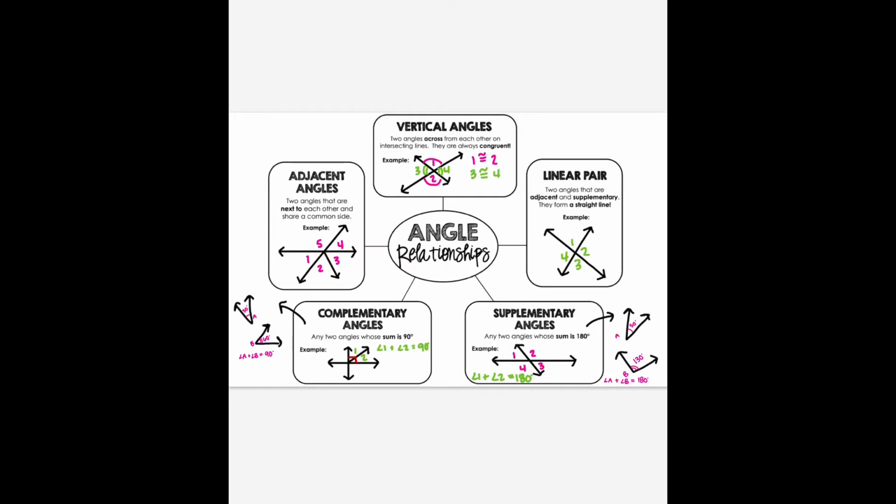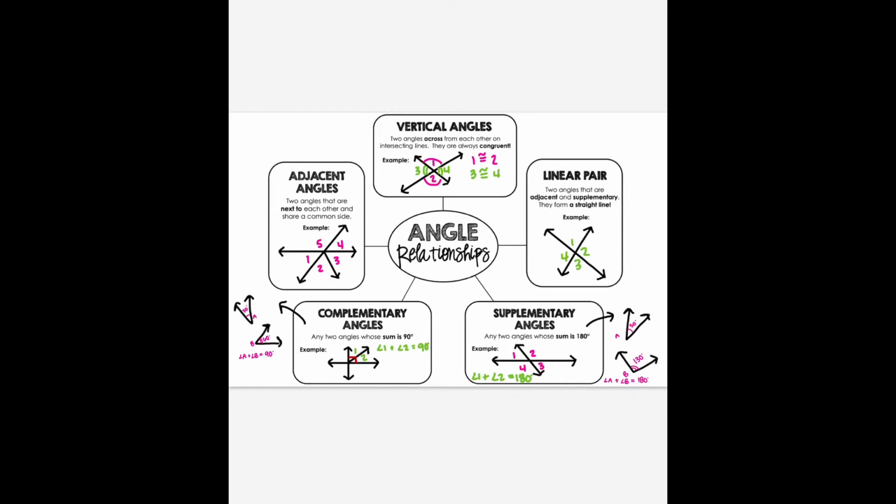All right, and then finally a linear pair, which is kind of a combination of adjacent and supplementary. Every linear pair is supplementary because it forms a straight line. So angle 1 and angle 2 share a side, so they are adjacent, but they also form a straight line, so they are supplementary. That makes them a linear pair. Again, angle 1 and 2, angle 2 and 3, angle 3 and 4, angle 4 and 1 are all linear pairs.